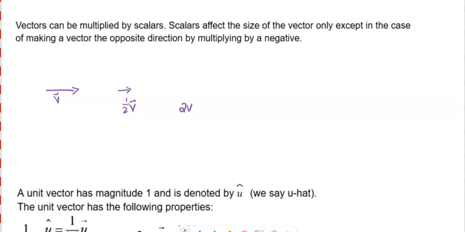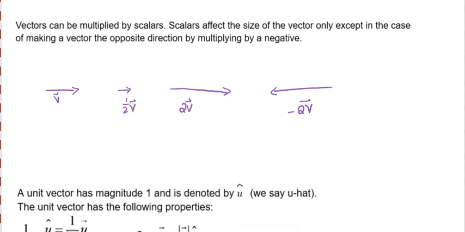Or maybe we want the vector that is 2V, so I would take V and multiply it by 2. Or maybe we want the vector negative 2V. Well, that's the same magnitude as 2V, but now it's going in the opposite direction.